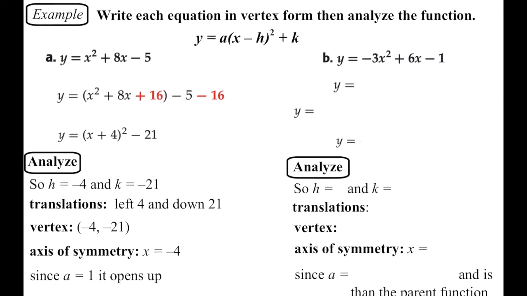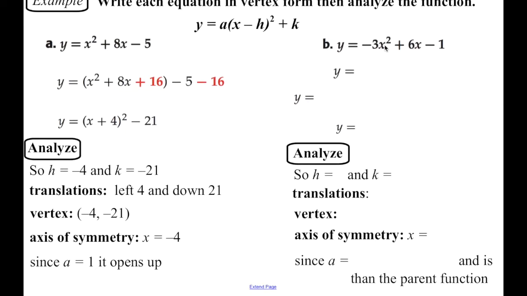The next equation over on the right-hand side, to put this one in vertex form, what I want to do first is factor out a negative 3 from the first two terms only. And then keep the negative 1 outside of the parentheses. And then what we're going to do is do a partial completing the square on what's in the parentheses. This one gets a little bit confusing. So keep that negative 3 out there. And then half of 2 is 1. So we want to add 1.